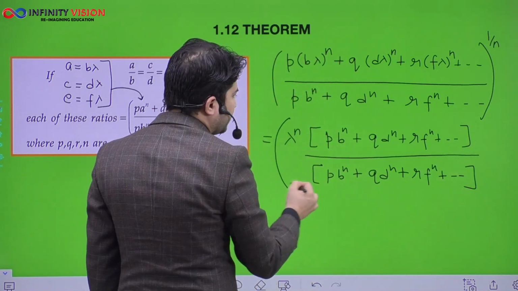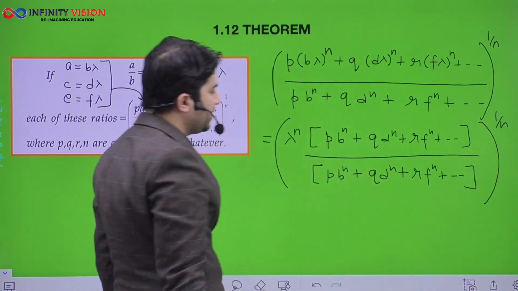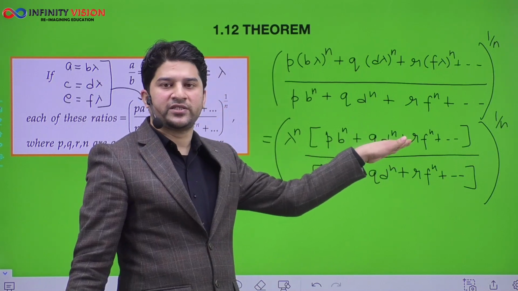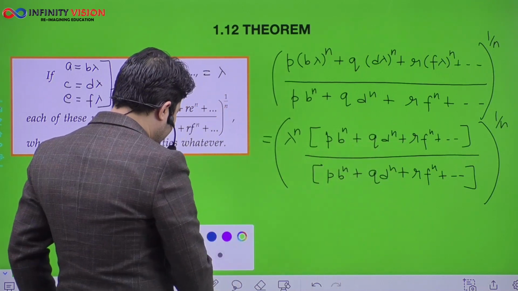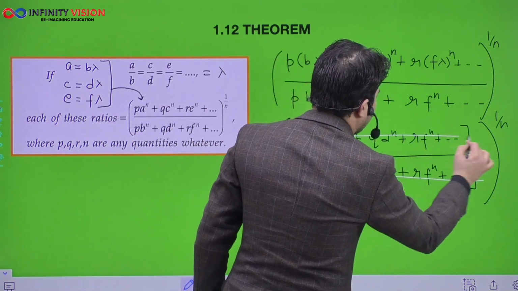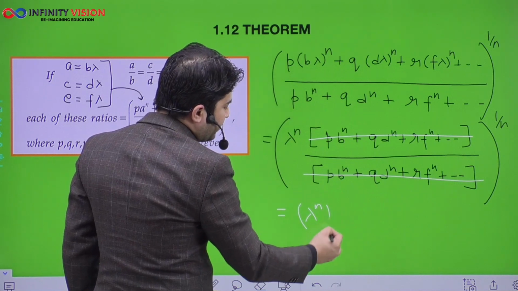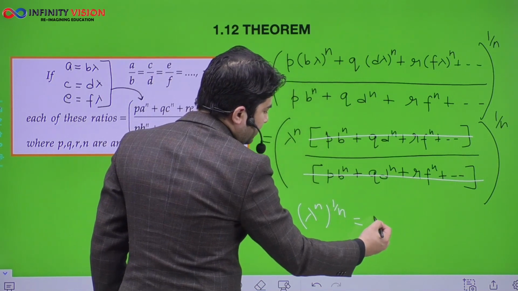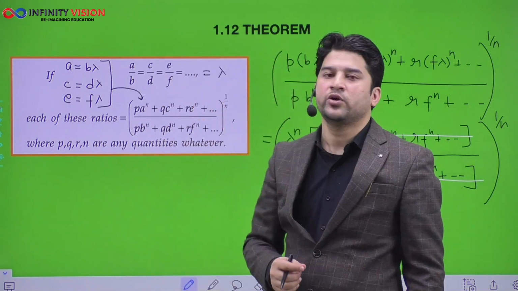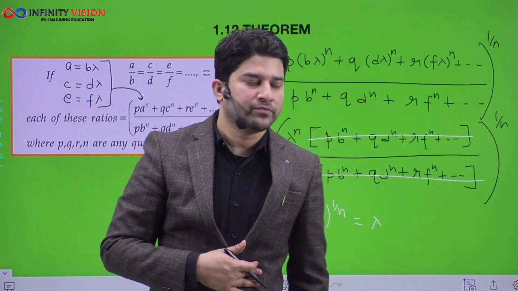And this whole thing has been raised to the power 1 by n. Now you see, you have the denominator and numerator as factors. So these can be cancelled with each other, and you are left with lambda to the power n raised to the power 1 by n, which is nothing but lambda. So yes, we can say this whole expression would be equivalent to each of the ratios.